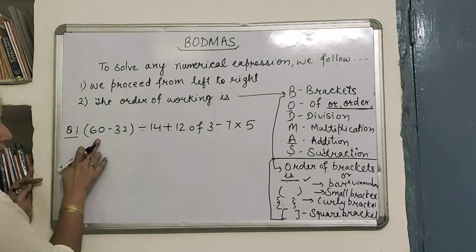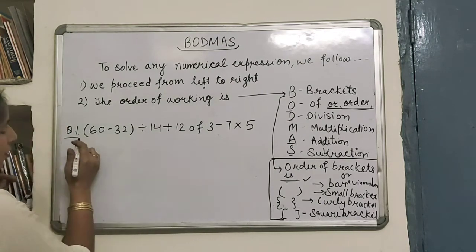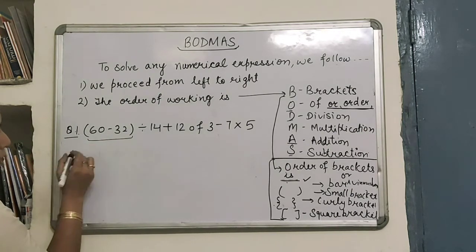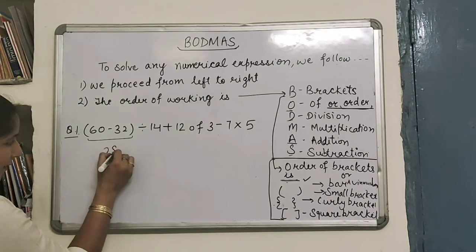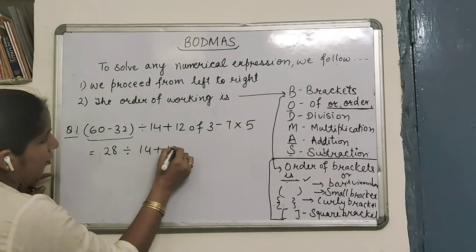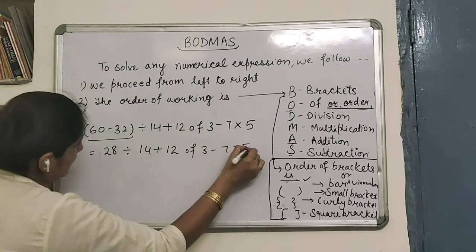There is only one type of bracket, that is the small bracket, so no choice to follow others. I am solving only this bracket. So 60 minus 32, what will we get? This is 28. Always keep this in mind while solving: you just solve one thing and write all the rest as it is.